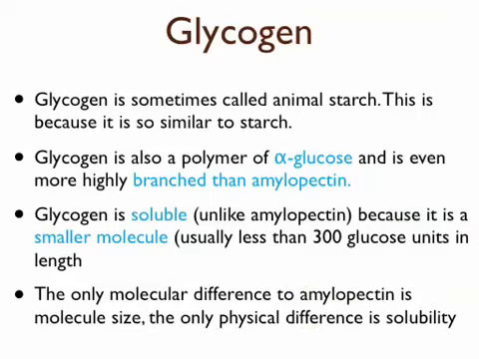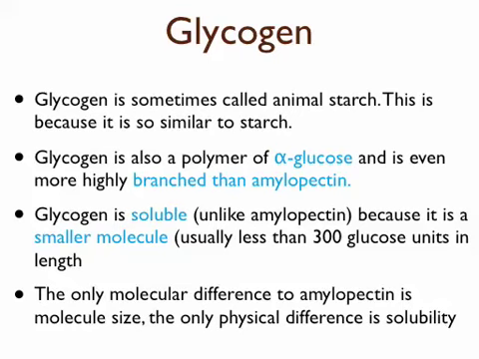The third type of polysaccharide you need to know is glycogen. Glycogen is sometimes called animal starch because it's so similar to starch. It's also a polymer of alpha-glucose, but it's even more highly branched than amylopectin. Glycogen, however, is soluble. That's the only difference of glycogen to amylopectin. The reason is that it's a much smaller molecule, usually less than 300 glucose units in length. The only molecular difference to amylopectin is its size. Therefore, the only physical difference is its solubility.